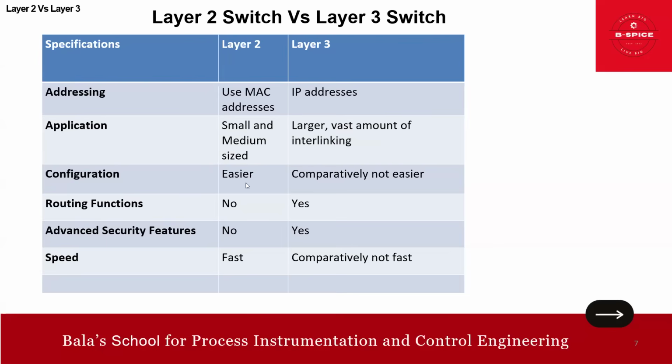And when we talk about configuration, layer 2 is easier and layer 3 is comparatively not easier. So routing function: there is no routing function in layer 2. And of course, layer 3 has advanced security features not available in layer 2. And speed is very fast in layer 2 and layer 3 is comparatively not fast. That also we need to take note of.